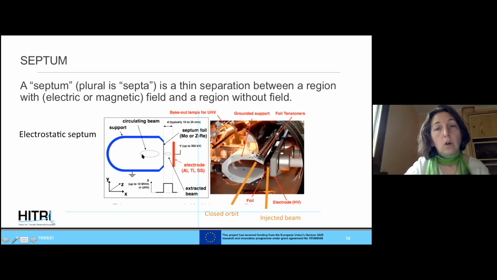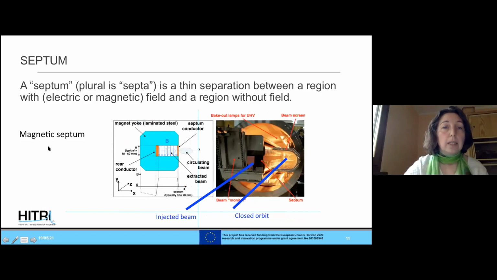So on this side, you have the circulating beam, which goes straight. On this side, you have the injected beam, which is bent to follow the circulating beam. You have a similar picture for the magnetic septum, same concept this way.